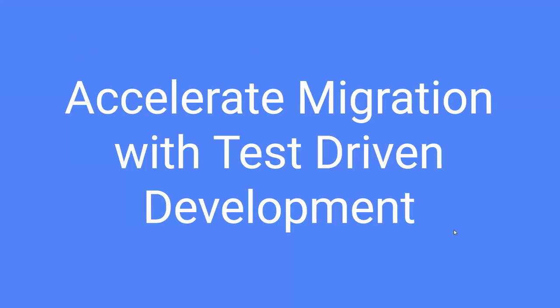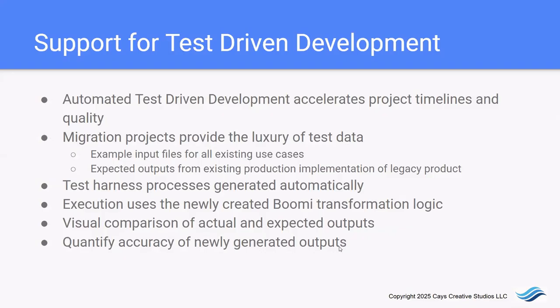And the key thing here is accelerating migration with test-driven development. When you are doing a migration project, you have the luxury of having a plethora of test data, including input data that's going into your existing production legacy system and outputs that are coming from that legacy system that have been transformed by the logic within. So by leveraging this to create test harnesses, you can very quickly make sure that your test cases are working well and that the accuracy of your implementation of Boomi is 100%, so that when you roll over to Boomi, you will have 0 errors.